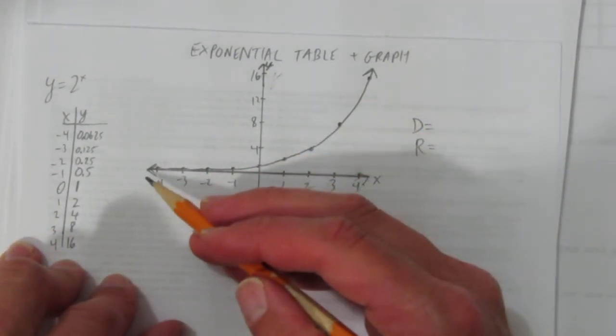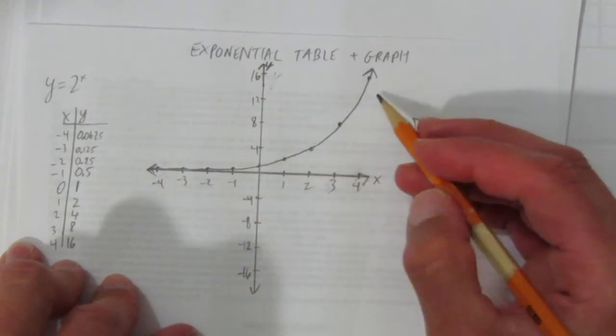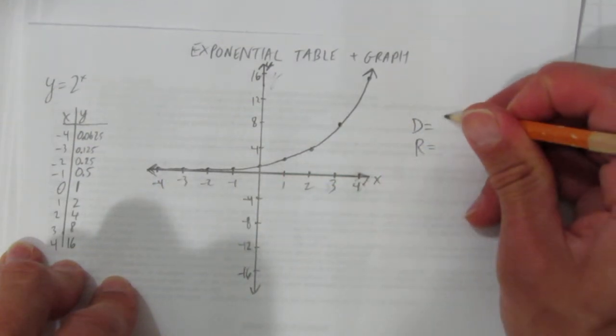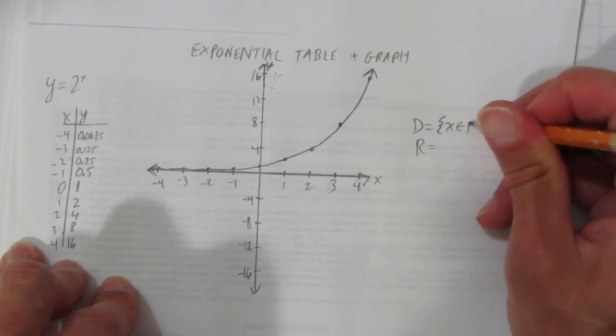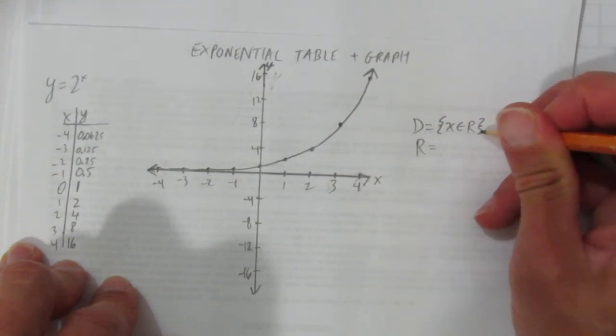Does it ever stop going left? No. Does it ever stop going right? No, it's going to get really steep, but it never stops going left or right. The domain is just the set of x is an element of R.